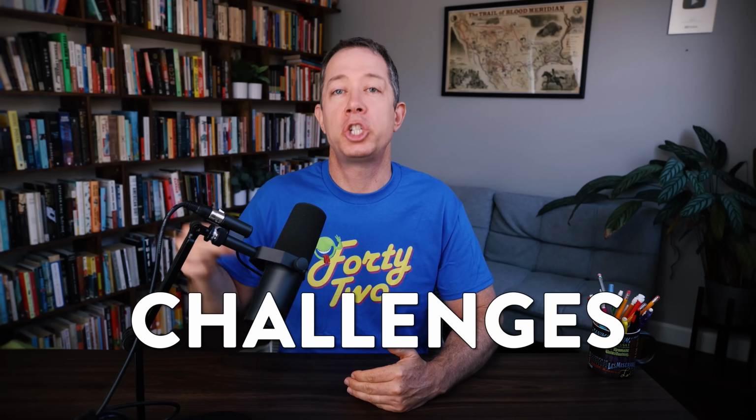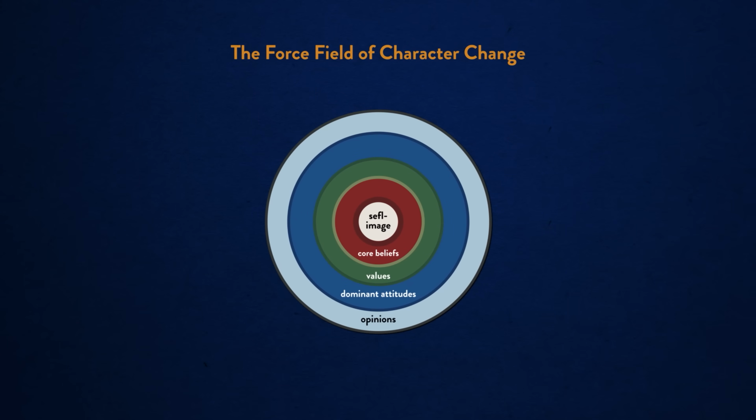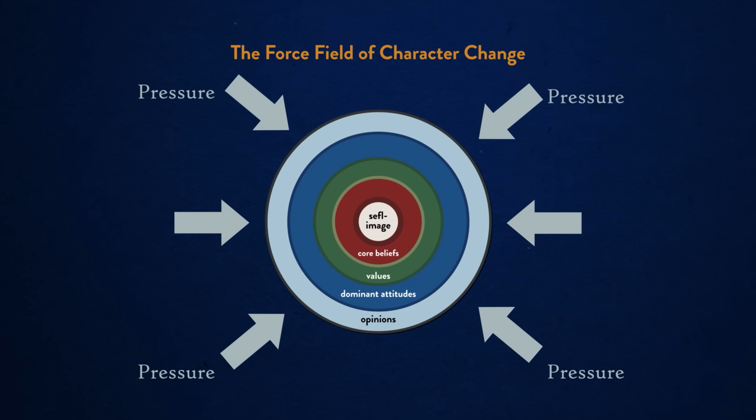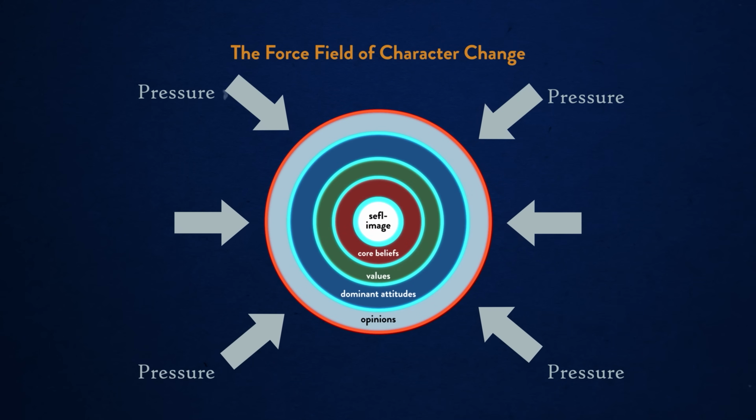He argues that character change only comes about through challenges, through the character getting challenged by obstacles. Why? Because characters don't like changing, right? Just like we don't like changing. Changing is difficult and it hurts. So James Scott Bell came up with a force field of character change. And basically pressure is coming or challenges are coming from the outside, but to force your character to really change, you have to get past those outer layers and penetrate to the inner layers.